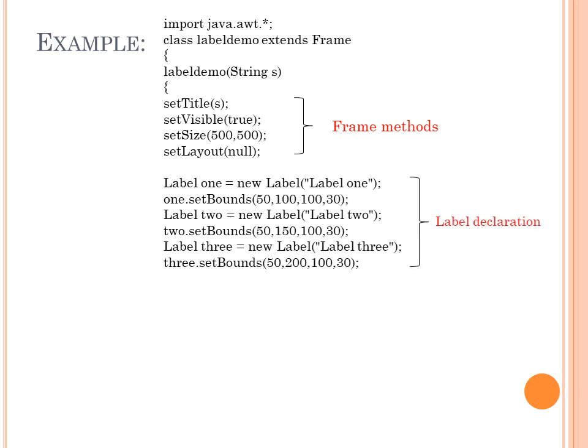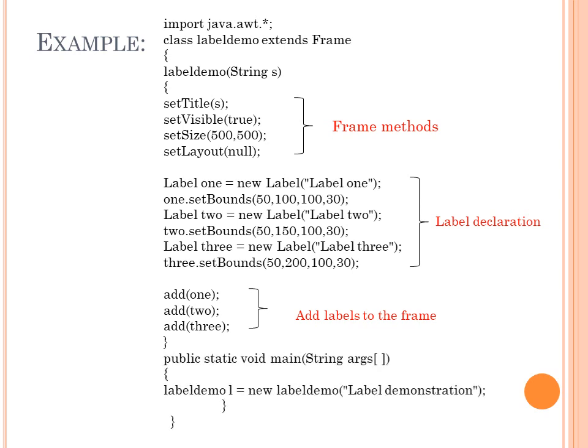So this becomes the label declaration part. Next, once you have created the label, now you need to add this label to your frame. So we are going to use the add method. First label is 1, second one is 2 and third one is 3. So we are writing add inside the bracket 1, then add inside the bracket 2, add inside the bracket 3. So all these labels will be added to your frame.